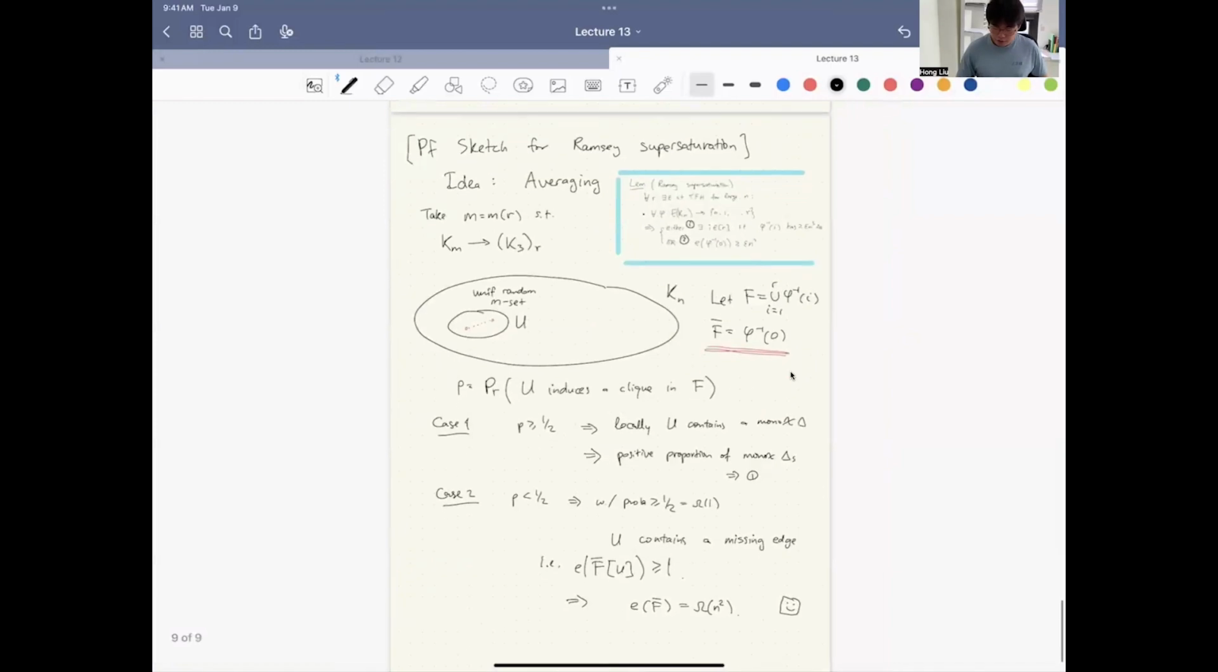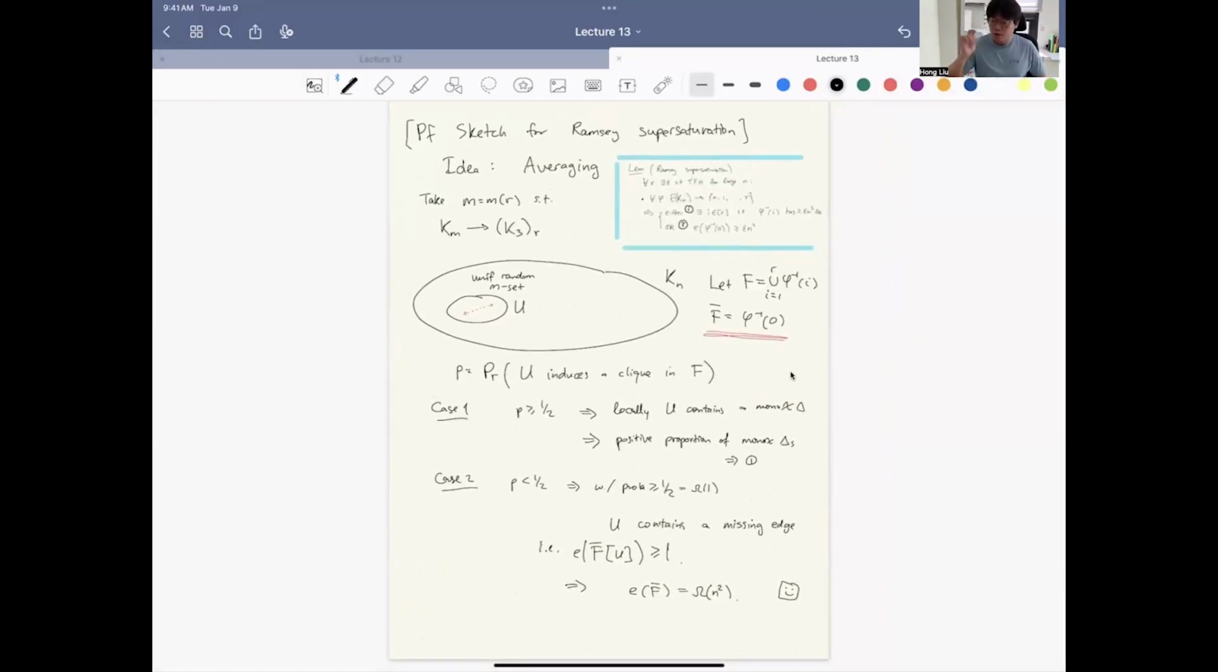Fill in the details. Okay. This concludes today's lecture, the random analog of Mantel's theorem and Schur's theorem. Any question?